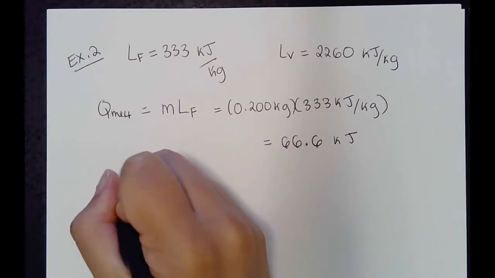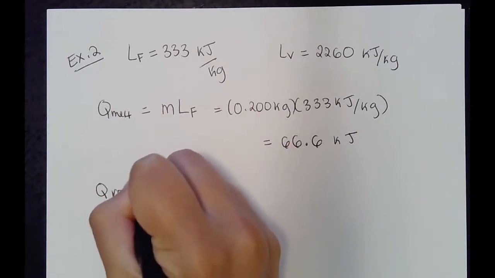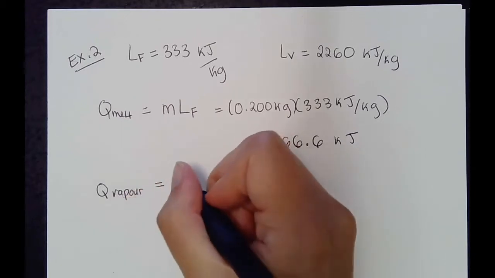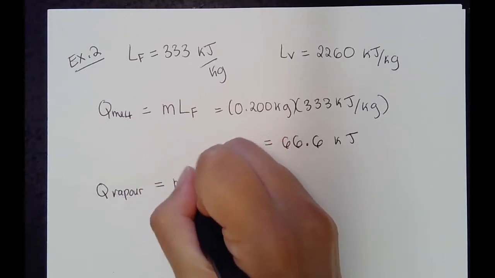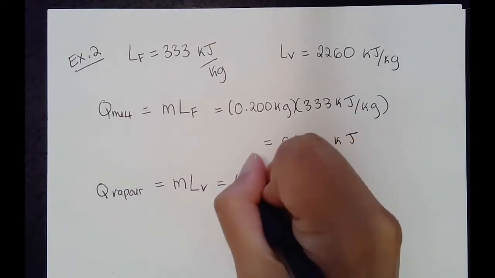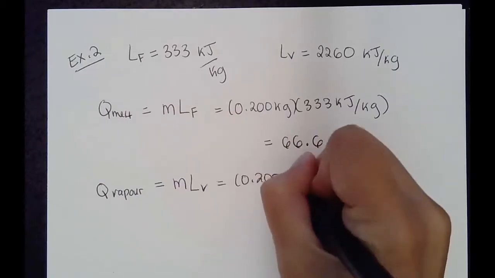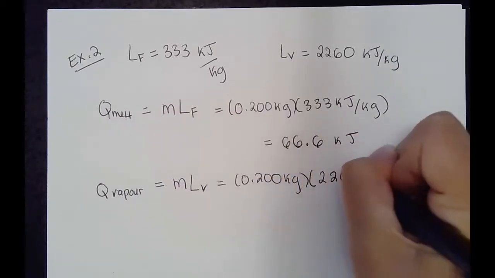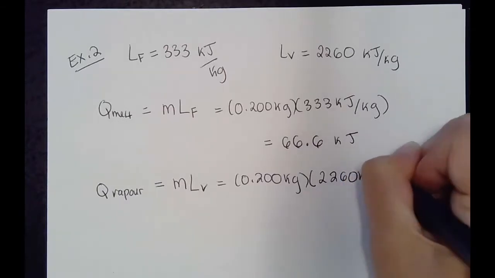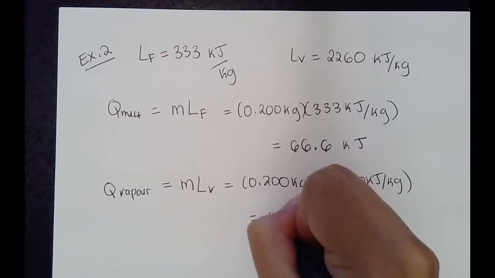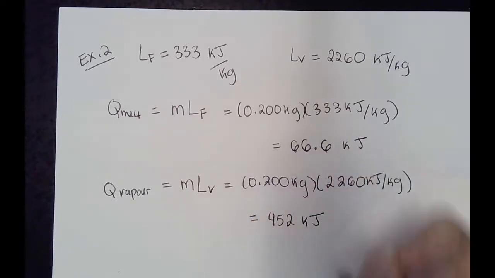All right, now the energy required to vaporize that water into vapor or steam is also positive. It requires energy, MLV, so 0.2 kilograms times 2,260 kilojoules per kilogram gives me 452 kilojoules for the vaporization.